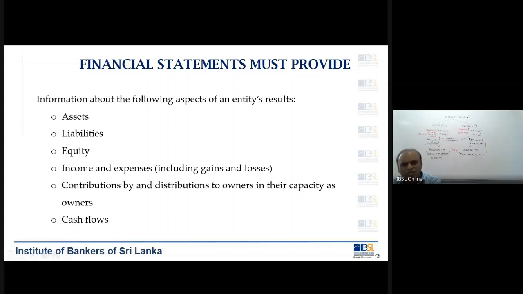Out of these, if you look at it, the first 3 items and the 5th item is actually your balance sheet. Or in other words, you can call 1, 2, 3 your balance sheet. Number 4, income and expenses, is your profit or loss. Number 5 is your changes in equity, statement of changes in equity. And number 6 is the statement of cash flows.